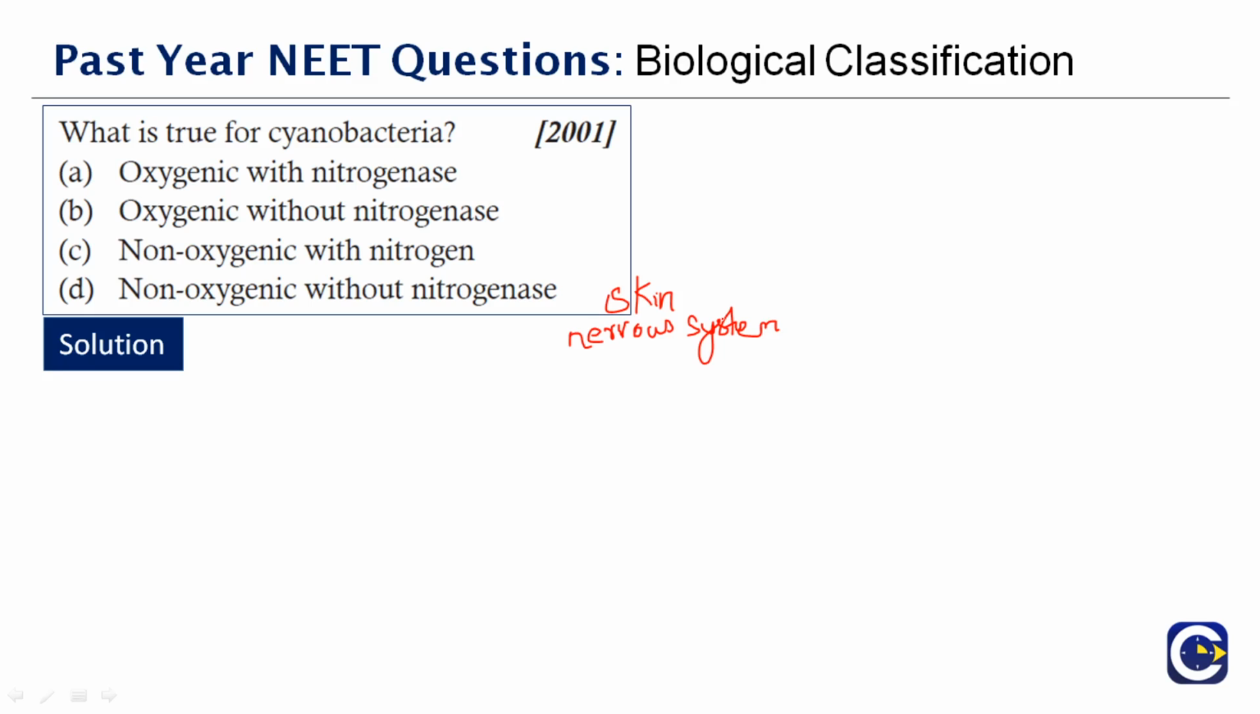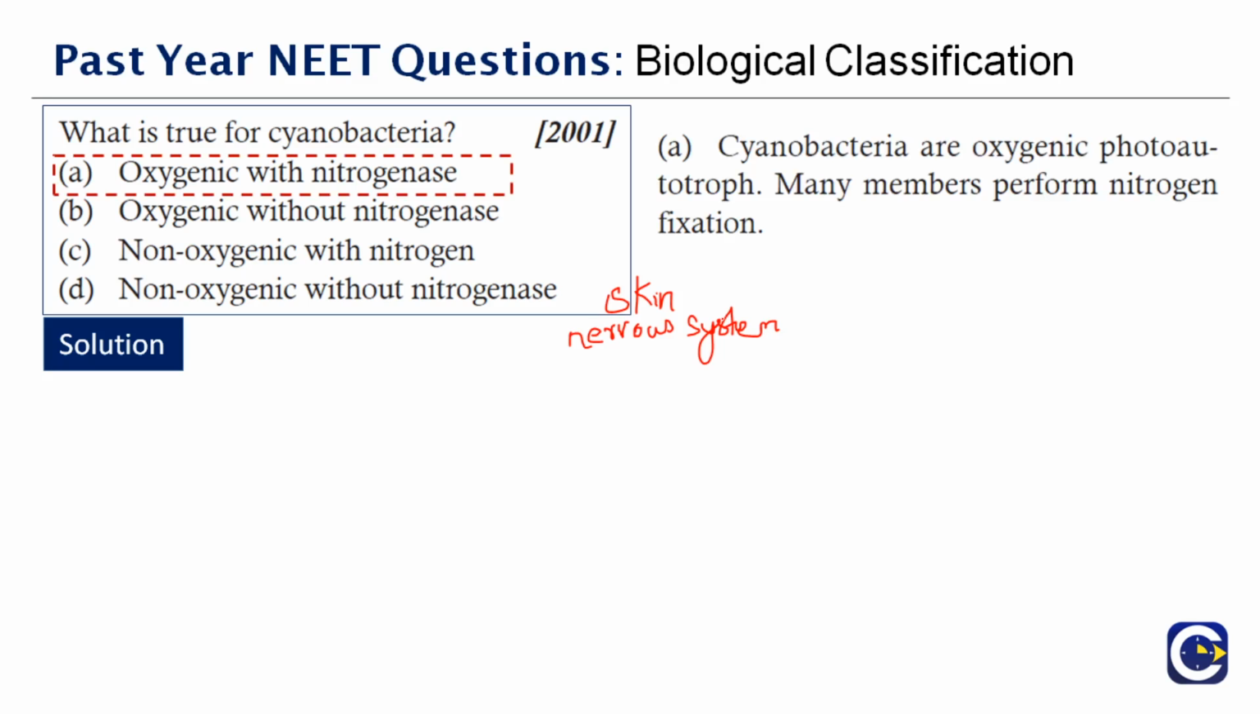So what is true about cyanobacteria here is, the correct answer is option A. It is oxygenic and it presents with nitrogenase. Cyanobacteria are oxygenic phototrophs. Many members perform nitrogen fixation. Therefore, the correct answer is option A.